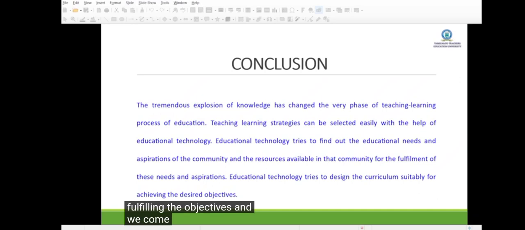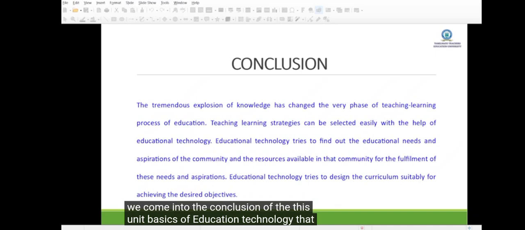And we come to the conclusion of this unit, basics of education technology. A tremendous explosion of knowledge has changed the very face of the teaching learning process of education. Teaching learning strategies can be selected easily with the help of education technology. Education technology tries to find out the educational needs and aspirations of the community and the resources available in that community for the fulfillment of these needs and aspirations. Education technology tries to design the curriculum suitably for achieving the desired objectives.